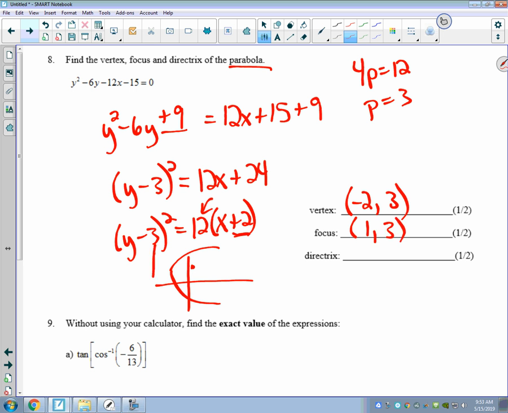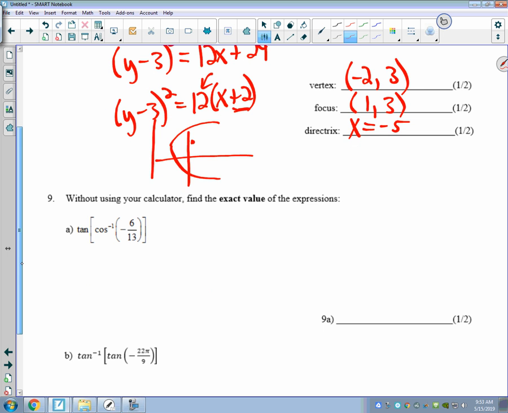The directrix is a line behind it, so it's an equation, x equals or y equals. And since it's a vertical line, it's x equals, and it's just 3 the other way. So that would be x equals negative 5. Draw the picture. It's very helpful. You've got to be able to complete the square.